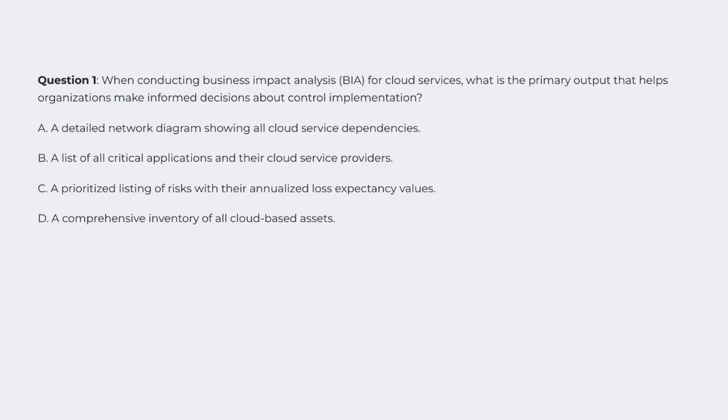A. A detailed network diagram showing all cloud service dependencies. B. A list of all critical applications and their cloud service providers. C. A prioritized listing of risks with their annualized loss expectancy values. D. A comprehensive inventory of all cloud-based assets.